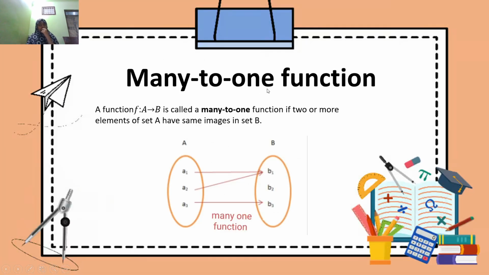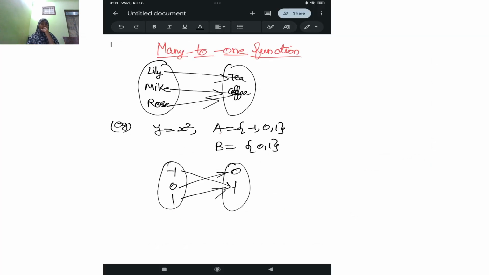A many to one function is when two or more elements of set A have the same image in set B. That is, image sharing is happening. If you see in this example, A1 and A2 are sharing the same image, B1. Why do we need many to one functions? Do we need them? Yes, we need them.